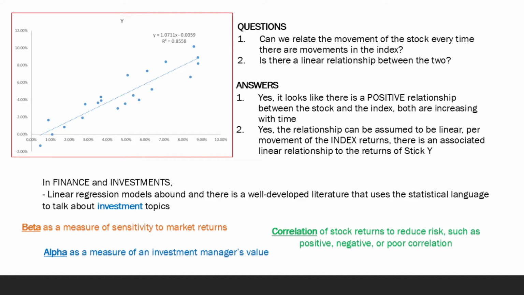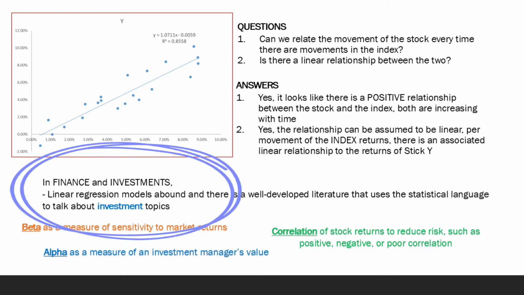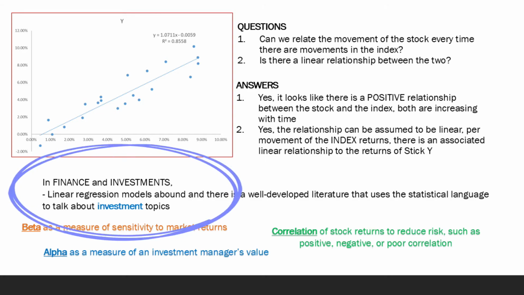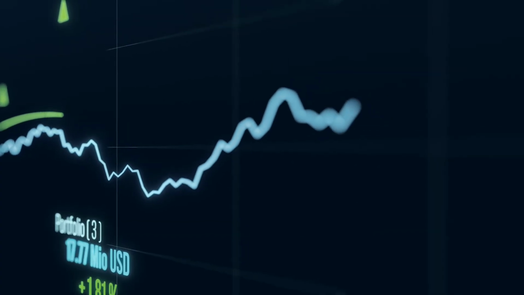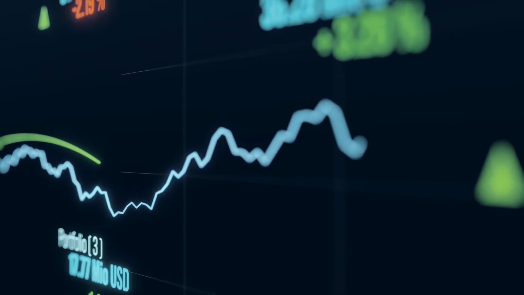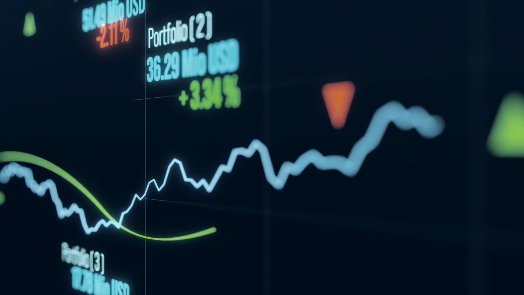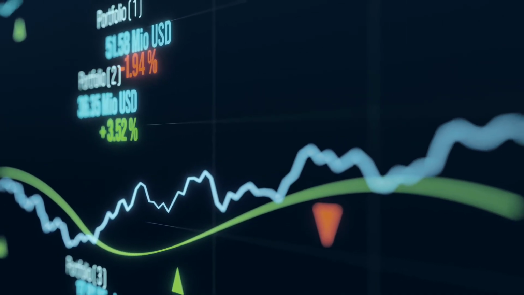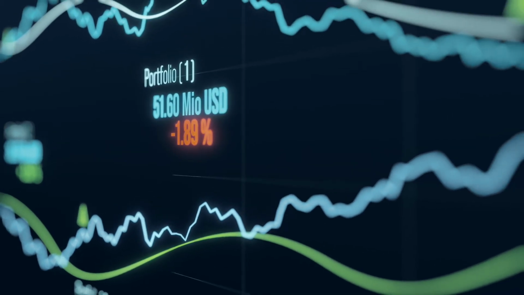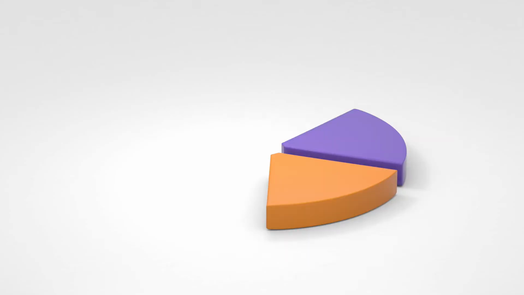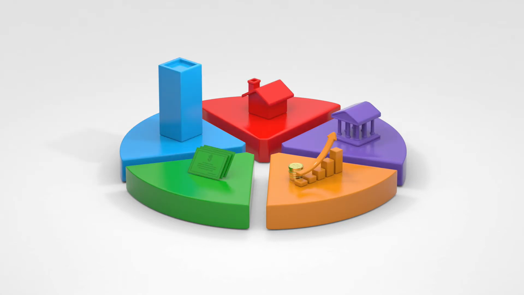So in finance and investments, linear regression models abound, and there's a well-developed literature that uses the statistical language to talk about investment topics, alphas and betas of investments, where beta might be a measure of sensitivity of a stock to market returns, for example. Alpha is the measurement of an investment manager's value or contribution to value. It also talks about how to put together a portfolio, taking a look at correlations of stocks. And therefore, this is something that we shall talk about in a while.